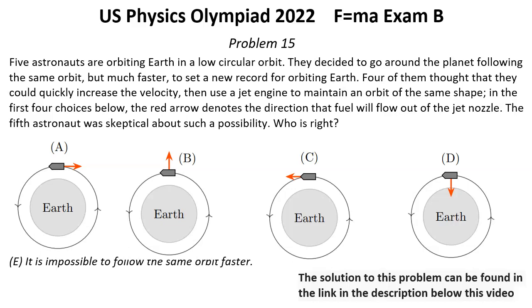The centripetal acceleration required to follow a circular orbit is v²/r. If the speed is increased, the inward acceleration must be increased, so the engine should be pointed outward to provide an inward force. So that's answer B, and that was the solution for problem number 15.